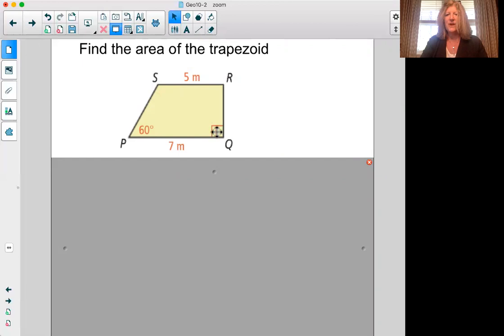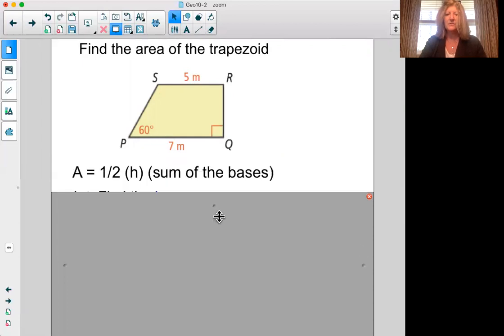Because this is a right angle, if I drop down my height, my altitude, and know that's the measurement of the height, I will form a little 30, 60, 90 degree triangle. And when I do so, this part's 5, and I've got to figure out what this part is. If the whole thing is 7, and this part was 5, then this little part would be 2.